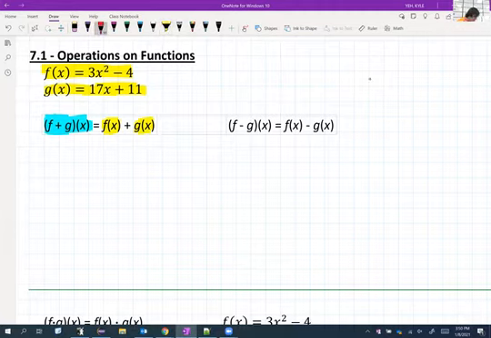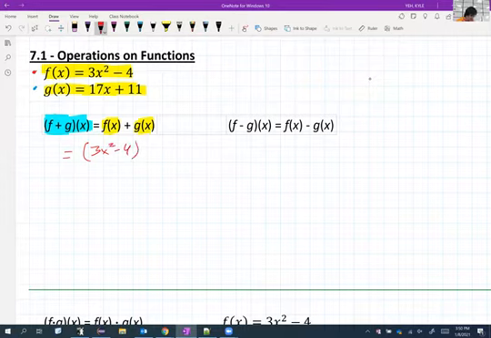So if I color code this, and I'm going to try to always write f of x in red and g of x in blue, then if I'm looking for f plus g of x, I'm really just looking for 3x squared minus 4, that was my f of x function I was given, plus 17x plus 11, my g of x function.